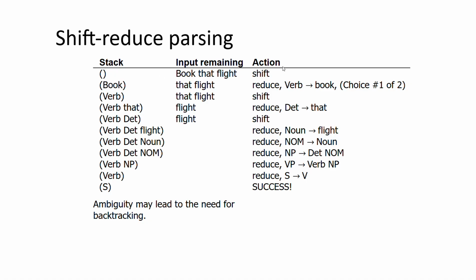What is the action happening? The first action is always a shifting one, because you haven't got any inputs. So you'll be shifting. Only one token is shifted at once. So what is shifted? Book. Okay, so I shifted one token. That's book. What is remaining here? That flight. Can I reduce book? Yes, I can reduce book to the verb.